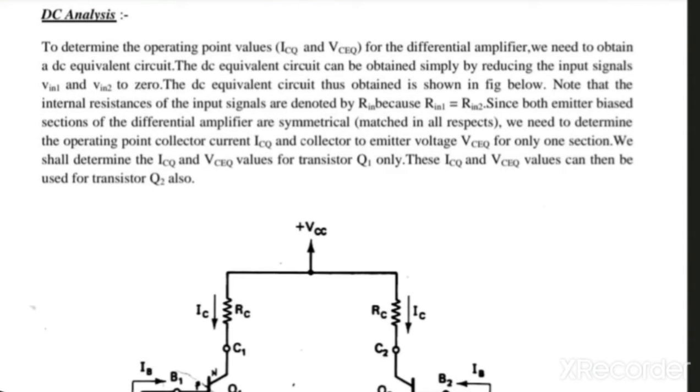Now, DC analysis. In DC analysis, we need to determine the operating point values, that is VCEQ and ICQ, and to determine the operating point values for the differential amplifier, we need to obtain a DC equivalent circuit. The DC equivalent circuit can be obtained simply by reducing the input signals V input 1 and V input 2 to 0.